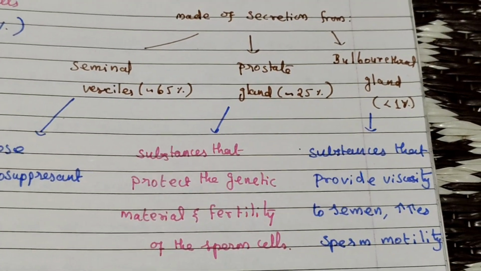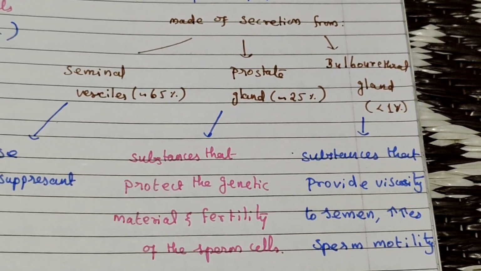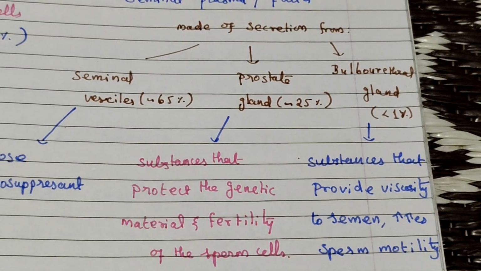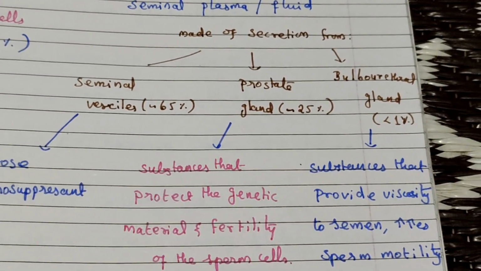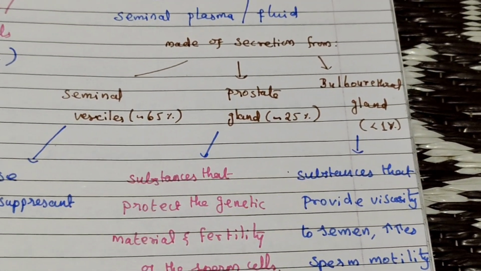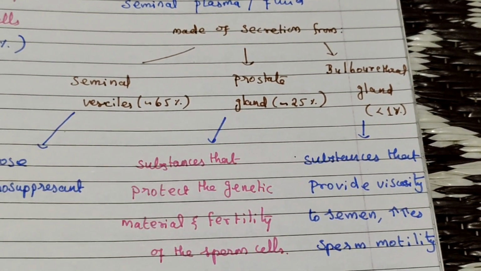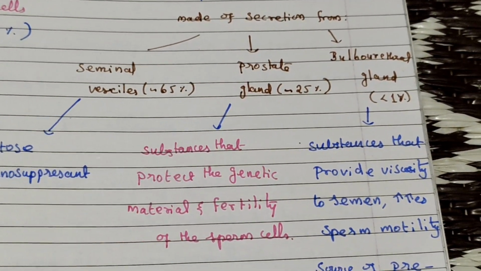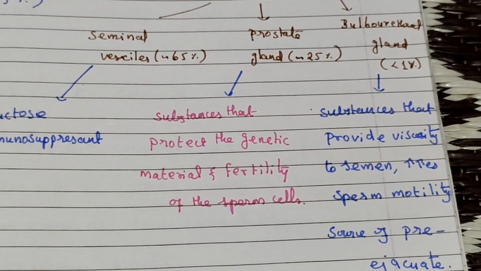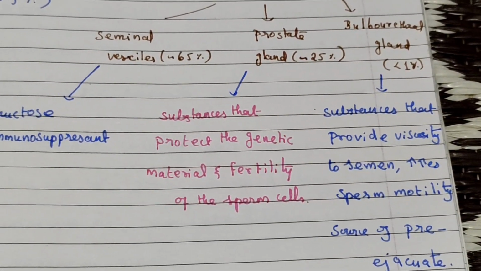The secretion of the prostate gland contains substances that help to stabilize and protect the genetic material, and thereby the fertility, of the sperm cell. The secretion of the bulbourethral gland, also known as Cowper's gland, contains substances that provide viscosity and a slimy structure to the semen, thereby increasing sperm motility within the female reproductive tract. It is also a source for the free ejaculate.